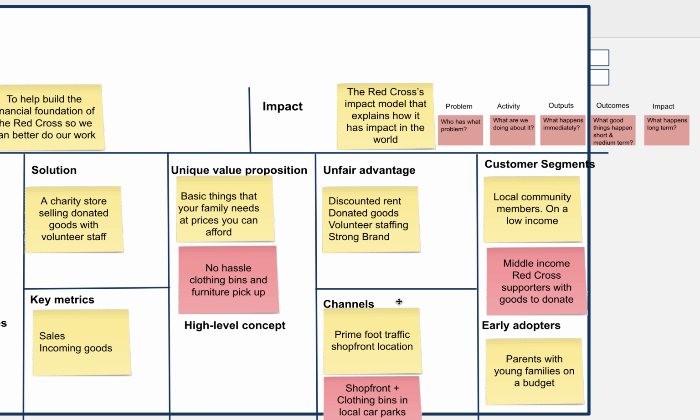And so what we've got here is perhaps discounted rent. Maybe they get a good deal from a partner or a landlord that's sympathetic to their cause, who gives them a discount on the rent. Donated goods, obviously they're not having to pay for the stock that they have compared to a regular clothing store or a hardware store. Volunteer staffing, so they're not having to pay necessarily for all of their staffing.